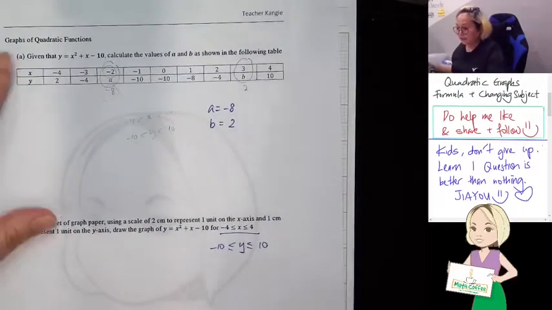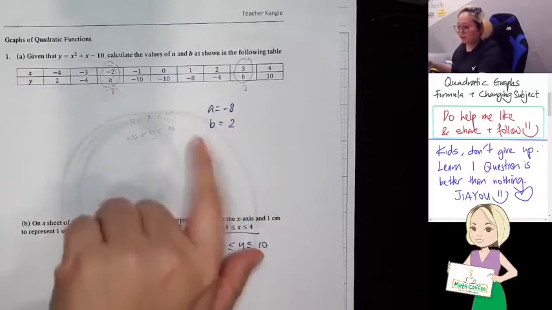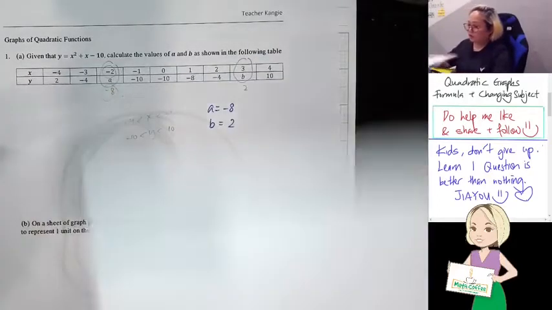Okay, let's answer the question. So over here, they say that, just remember our A and B. So we have to do it behind, on the graph paper behind.